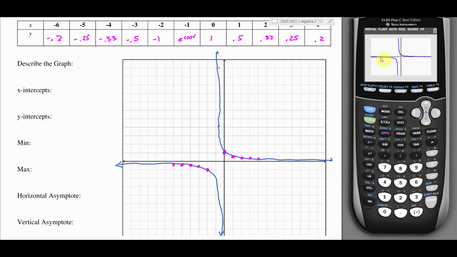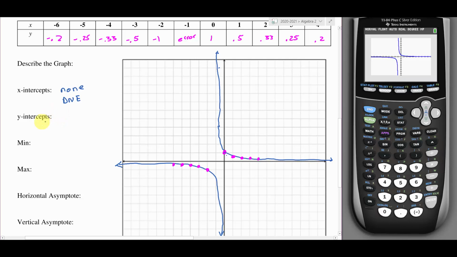X-intercepts. So remember what I said before, when we graph this thing, it actually gets really close to the x-axis but never touches it, so that would tell us that there are no x-intercepts on this graph, so we just say none. And if that happens in MyOpenMath, sometimes they'll have you type none, or sometimes they'll have you type DNE for does not exist.